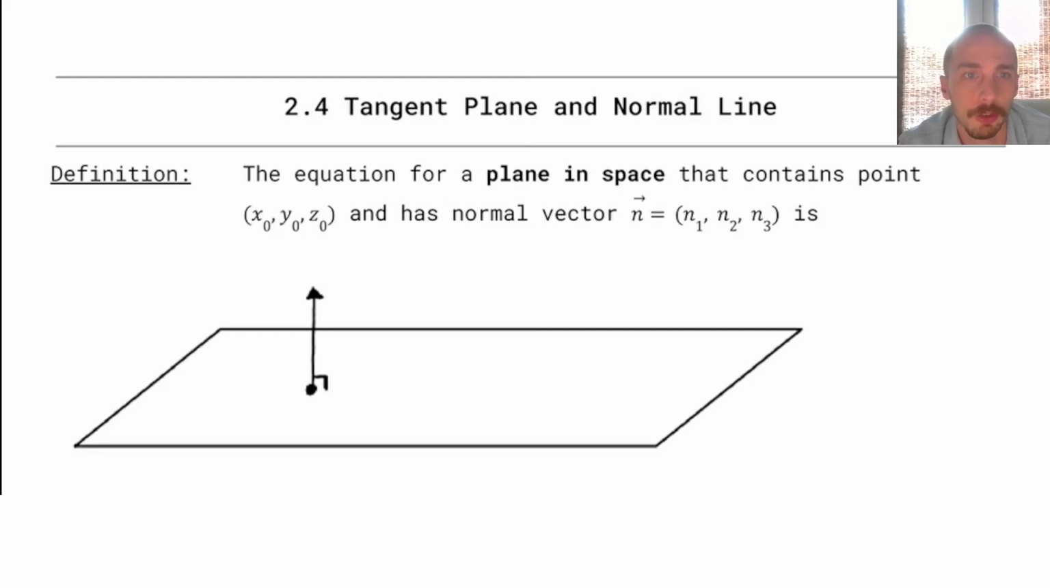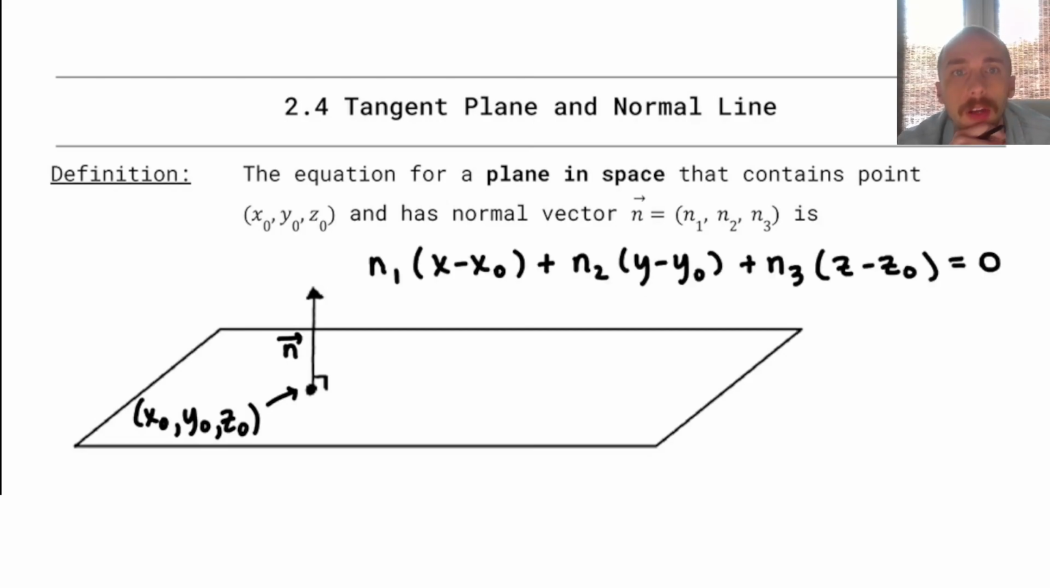Just to remind you, if we've got a plane that's going through the point x0, y0, z0, and it's got a normal vector, which is an orthogonal or perpendicular vector, of n1, n2, n3, the equation for that plane is going to be n1 times (x minus x0) plus n2 times (y minus y0) plus n3 times (z minus z0), all equaling 0 together.